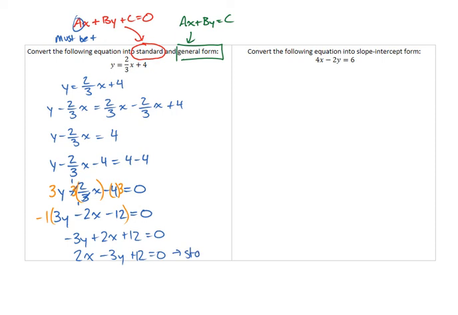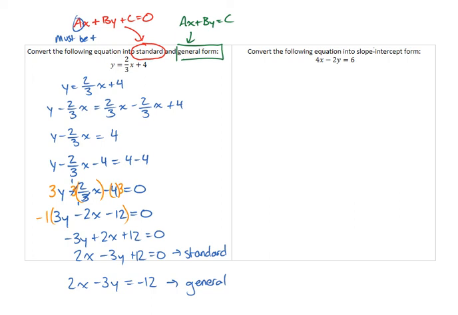This is our standard form. And a quick conversion to general just requires moving the constant to the other side of the equal sign. So it becomes 2x minus 3y equals negative 12. So that's your general form.